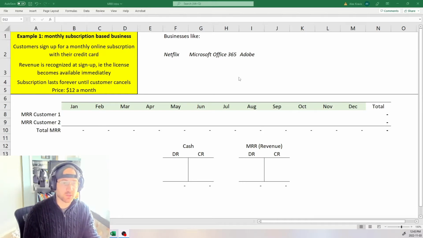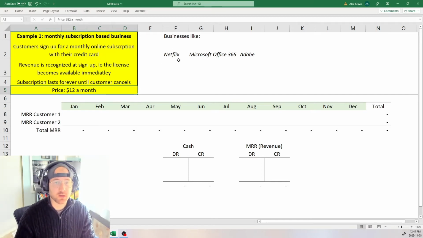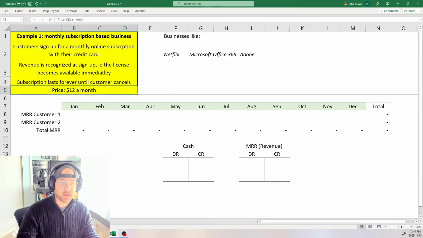So you are effectively executing on your side of the business by granting the license to the customer as soon as they pay. And the other key part here is that the subscription lasts forever unless it's canceled by the customer. For this particular example, we're going to say that it's going to cost $12 a month. So maybe you're signing up for Netflix. You're now getting access to all the videos, all the movies, all the content that's on Netflix in exchange for $12. Netflix is granting you access for a month based on the $12 that you gave Netflix.